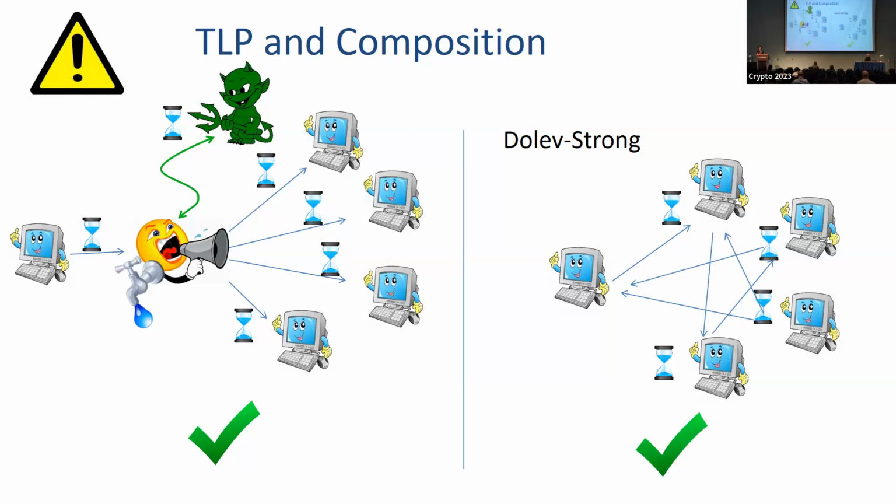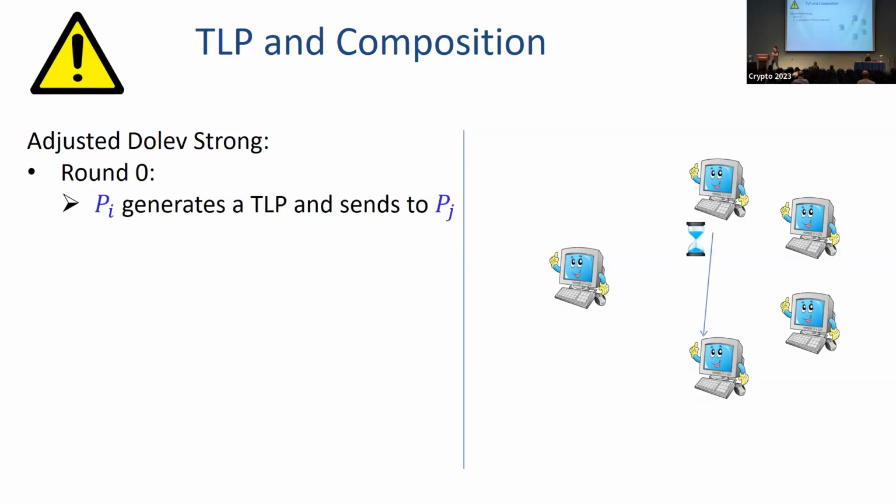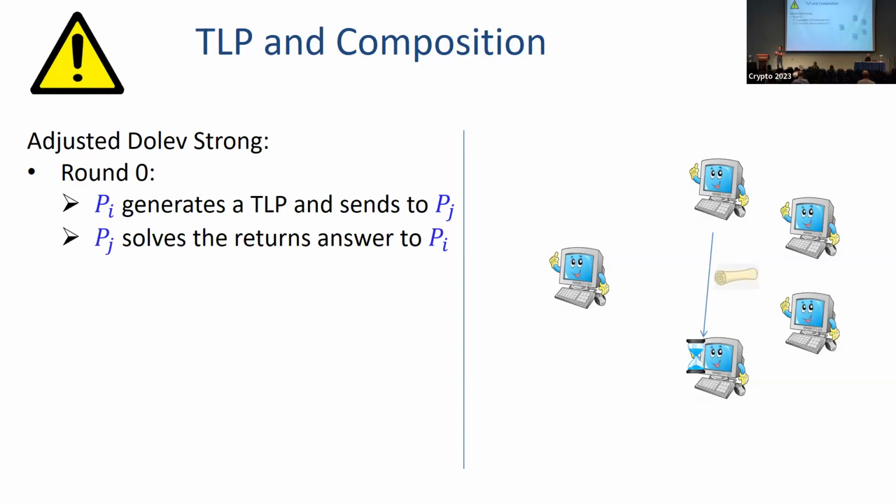But what if we adjust the Ben-Or protocol to a slightly different protocol? In this protocol, at a certain point, we have some party Pi that sends the time-lock puzzle to party Pj. Party Pj solves the puzzle and returns the bit to party Pi. Other than that, we run the protocol as usual. In that case, this is a broadcast protocol.